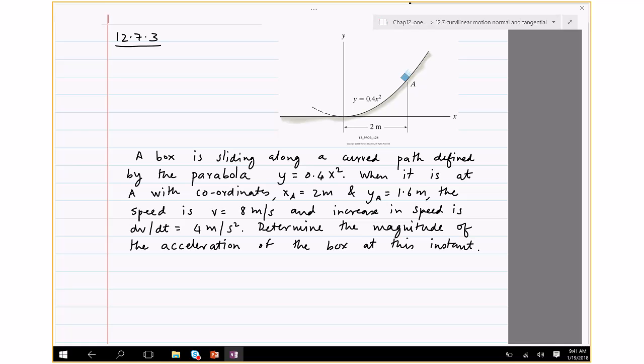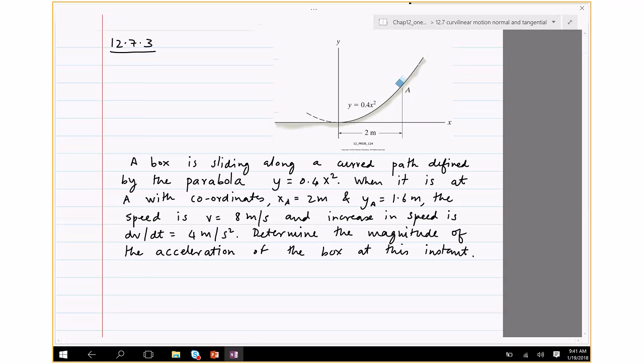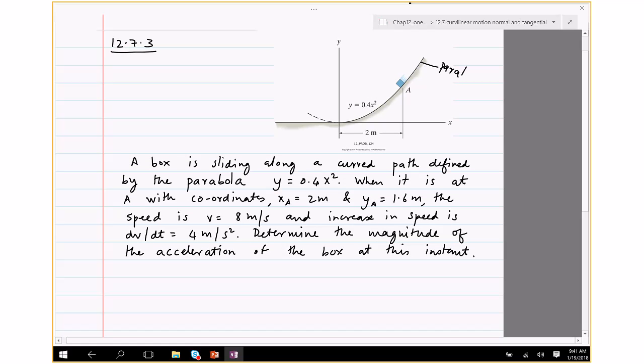Okay, so let's read the question. A box is sliding along a curved path defined by the parabola. So this is the parabola. The equation of the parabola is y equals 0.4 x squared. When the box is at A, shown there, with coordinates x equals 2 meters, y equals 1.6 meters, the speed is 8 meters per second, and the increase in speed, which is v dot, dv dt, is 4 meters per second square.